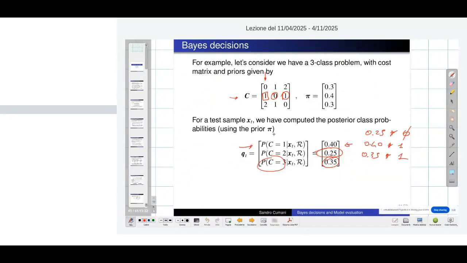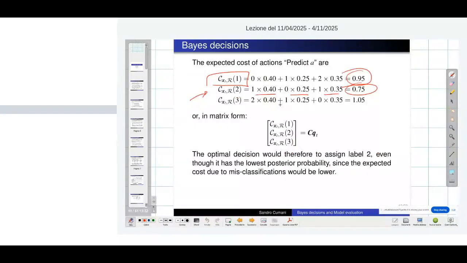And then finally, the last one, if I label the point as class 3, I have 0.4 probability of being incorrect, and the point is from class 1, which means I will pay a cost of 2, 0.25 of being incorrect because the point is actually from class 2, and I pay a cost of 1, and 0.35 probability of being correct and paying a cost of 0, which is 1.05. Which tells me which is now the optimal label that I would give to the sample.